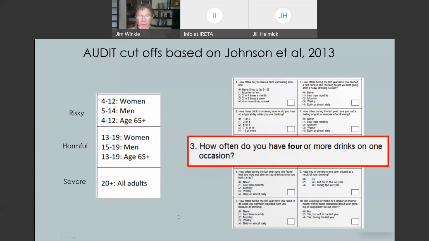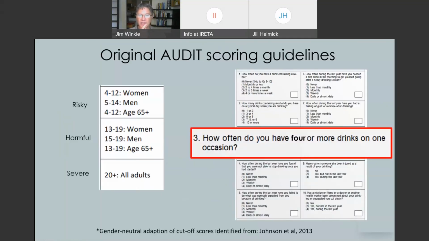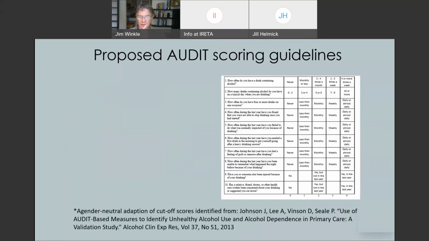So if we were to apply the Fuente study to this, I'm not sure what to do, because on one hand, that AUDIT guide says you can use your clinician judgment to determine maximum consumption allowances. You can use your judgment to determine the guidelines. It really is saying here that what cutoffs you decide to use in the AUDIT emphasizes clinician judgment. So maybe we could use this for everyone.